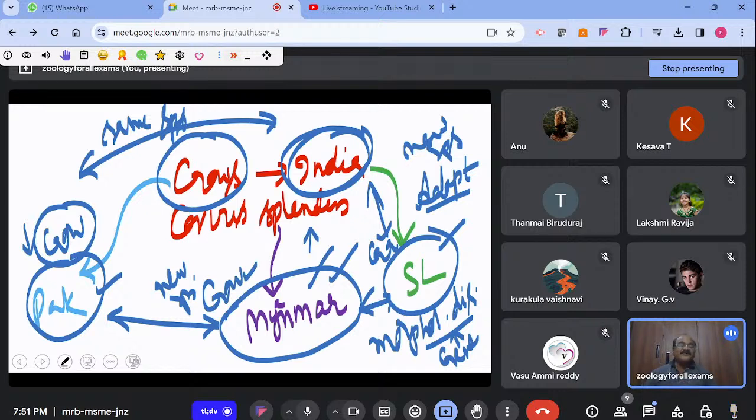Let's say it is having white feathers. The crow that is present in India is having black feathers. The one in Myanmar is having white feathers. Can you say it is a new species or not? Yes or no?